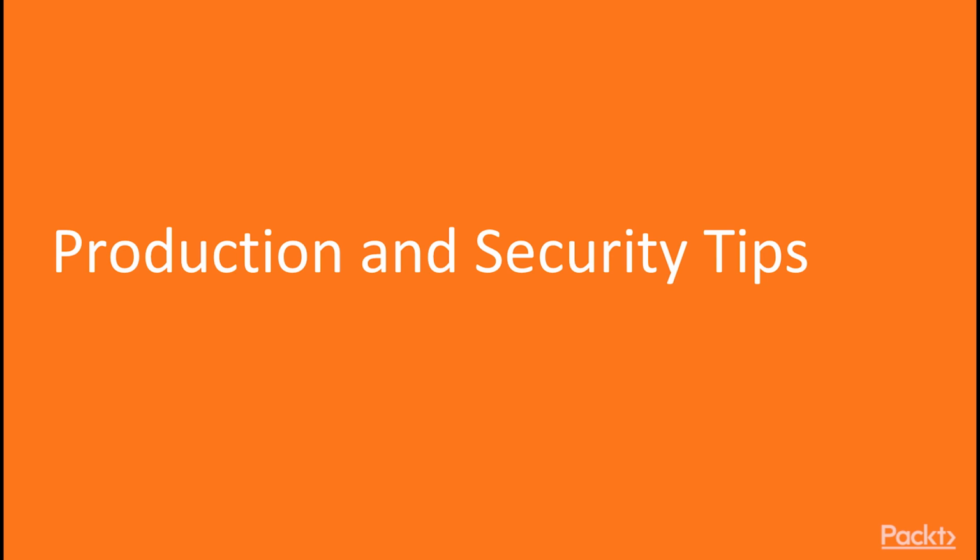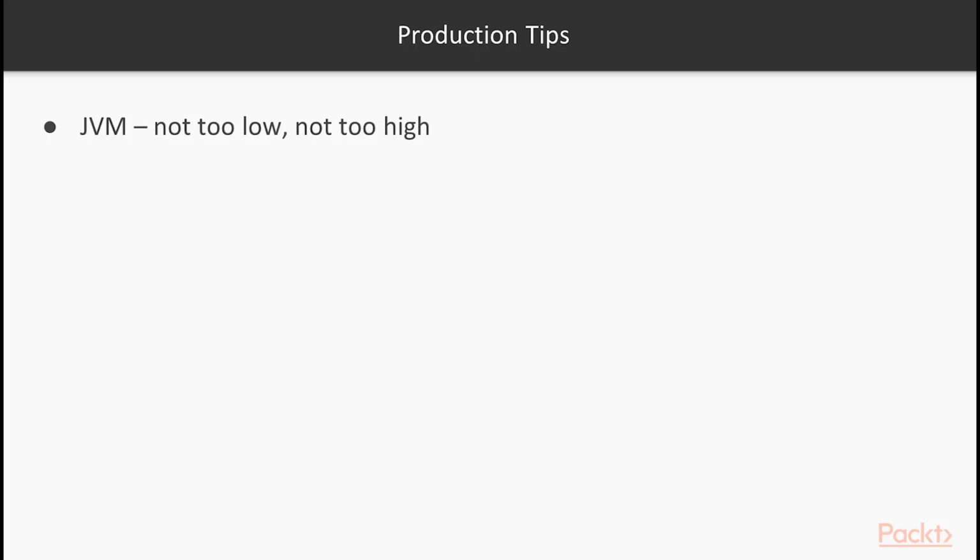Welcome to this video entitled Production and Security Tips. Now let's take a look at some of the useful production tips that can make monitoring your cluster a lot easier. Let's start with the JVM heap. As Java is a garbage collection language, it's imperative to remain cognizant of how memory allocation affects garbage collection cycles. If the heap is too low, you risk out-of-memory errors. But resist the urge to set the heap too high because this could result in long garbage collection cycles.